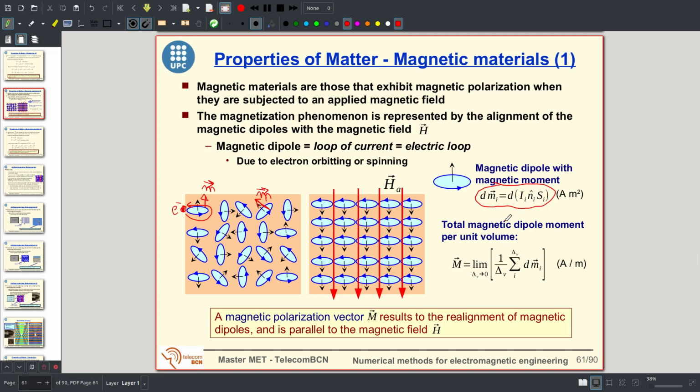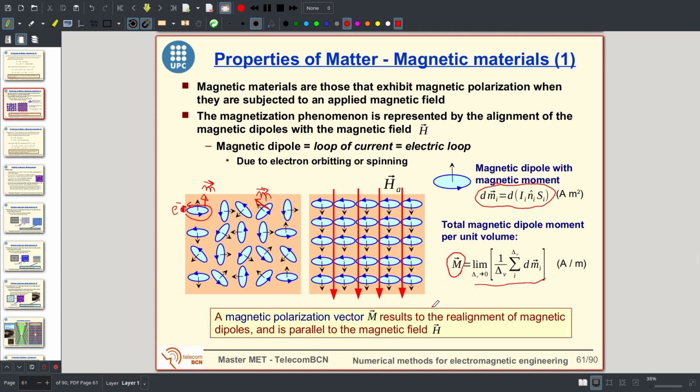And this is a differential of magnetic dipole moment, and when we sum or integrate for the whole material and compute the density of magnetic dipole moment per unit volume, what we get is the magnetization M. So magnetization M is the volumetric density of magnetic dipole moment, and it is the dual to the polarization P, which is the volume density of electric dipole moment.